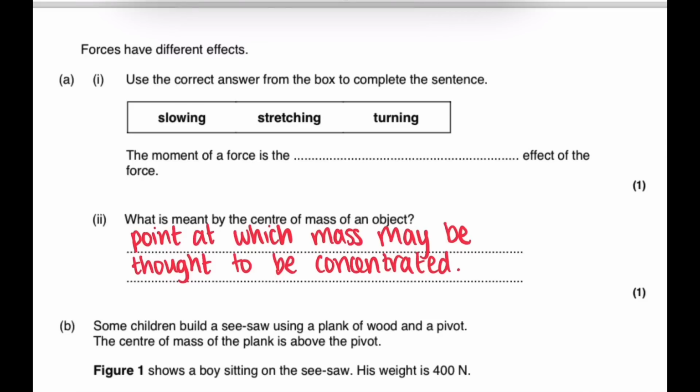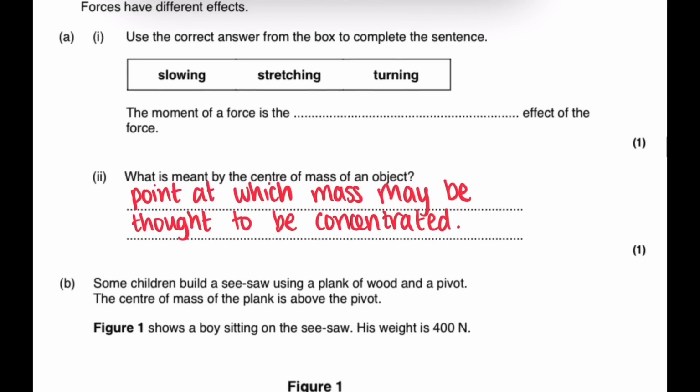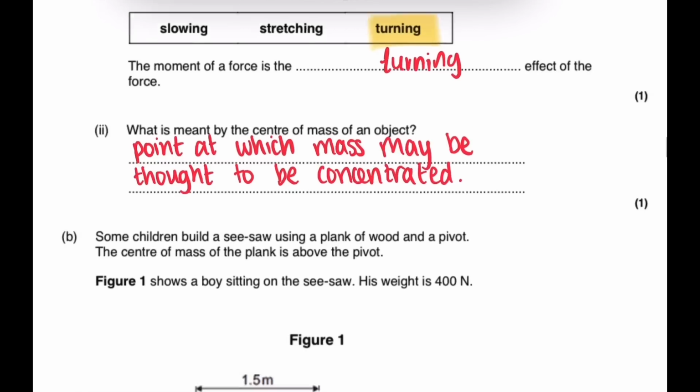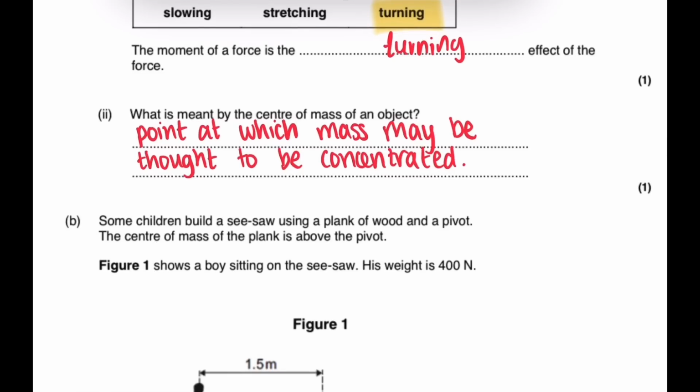Forces have different effects. Use the correct answers from the box to complete the sentence. The moment of a force is, well, we know that the moment is the turning effect. What is meant by the center of mass of an object? Well, for example, here if we had this square, you can say that the center of mass is exactly where it lies in the midpoint. So the point at which mass may be thought to be concentrated. So all of the mass in this example will be concentrated in the center.